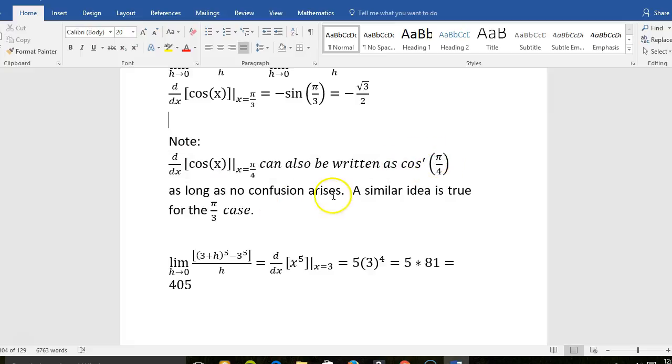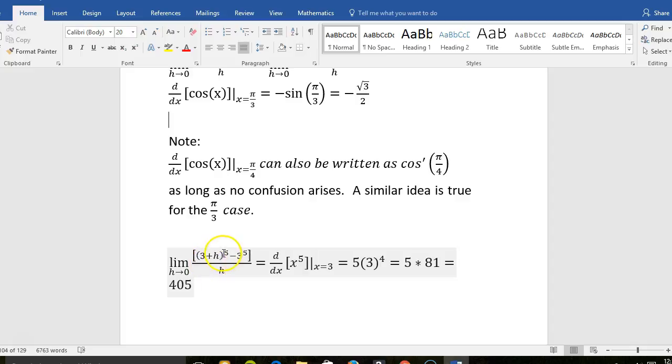So as long as no confusion arises, and as long as it's okay with your professor, you can do it this way. Ask your professor first before you go off and start writing it like this, okay? Let's go down here and look at another example. Let's move along. Now, here's another nasty limit.